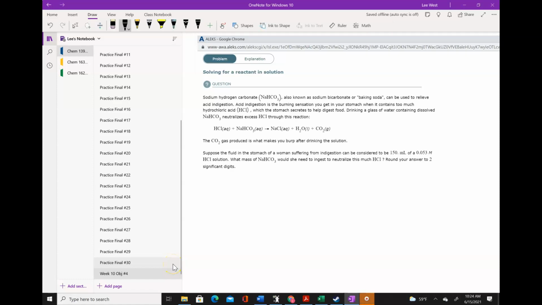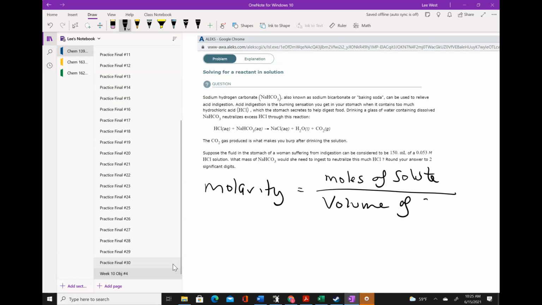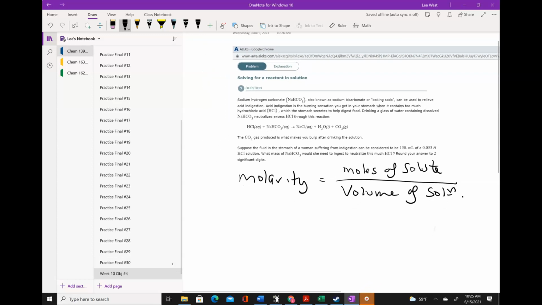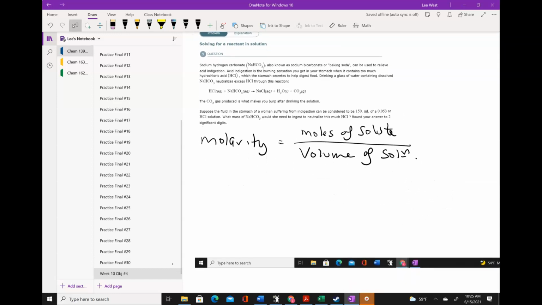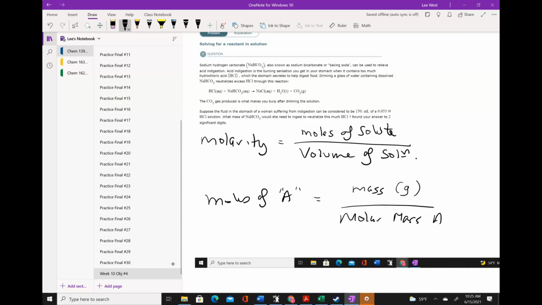So this problem is about solving for a reactant in solution. There are a few key formulas to keep in mind here. The molarity of something is equal to the moles of solute divided by the volume of the solution. And something else that's important is that the moles of something, let's call it A, is equal to the mass of that substance in grams divided by its molar mass in grams per mole.